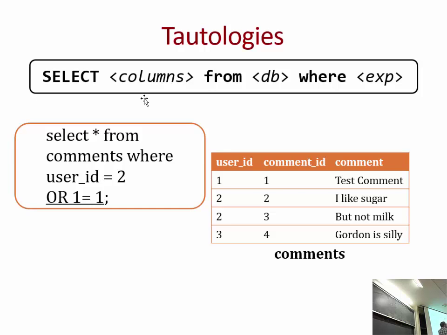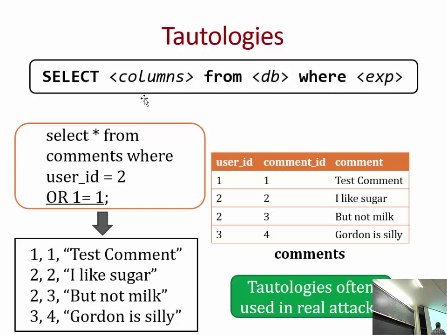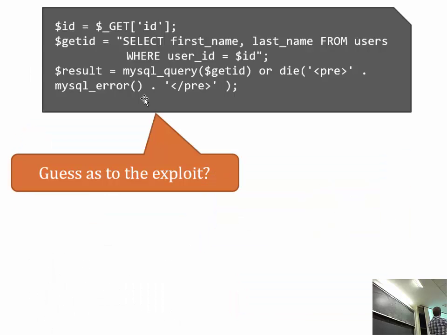So why would this be useful to us? Let's have a quick look here. Well, this query would now actually produce the entire table. So you get back the whole entire comments table. So let's see how this could be used. Here's an actual code from some PHP page, and we're going to figure out how to hack it.